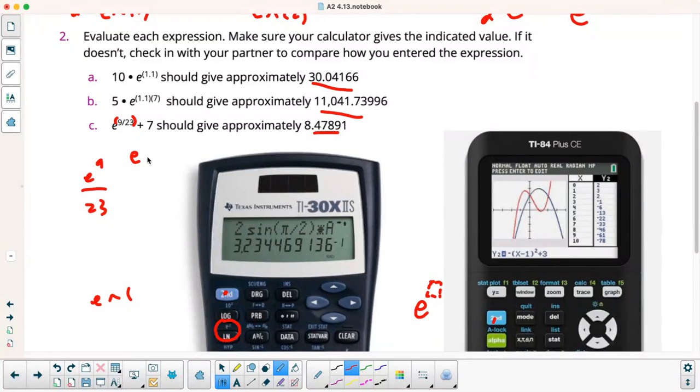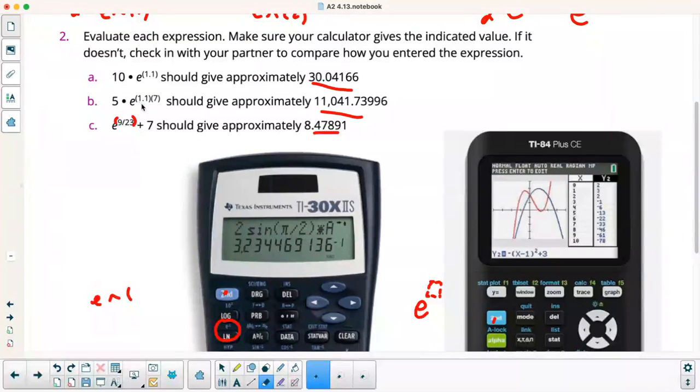If I type it in like that, e to the 9th, and then if I hit divided by 23, it might just take it to the ninth and then divide the whole thing. That's not what we want. So you can avoid that by using parentheses.